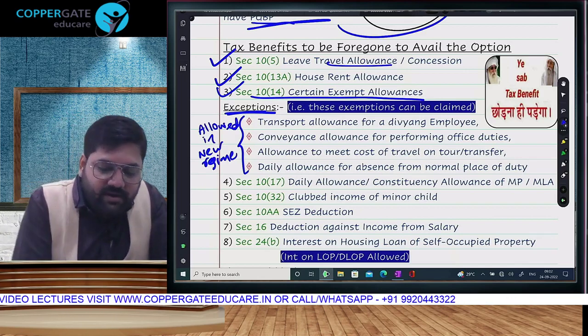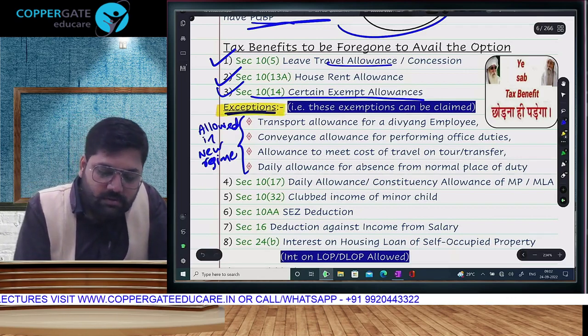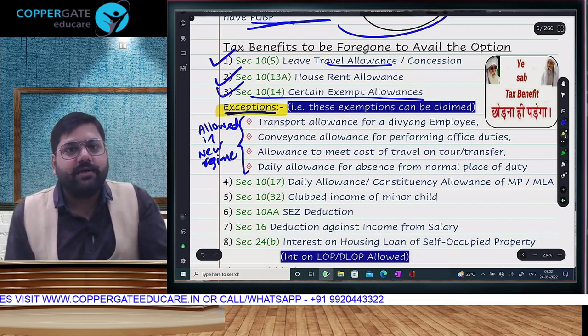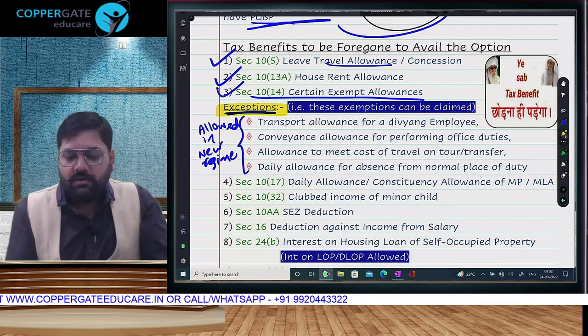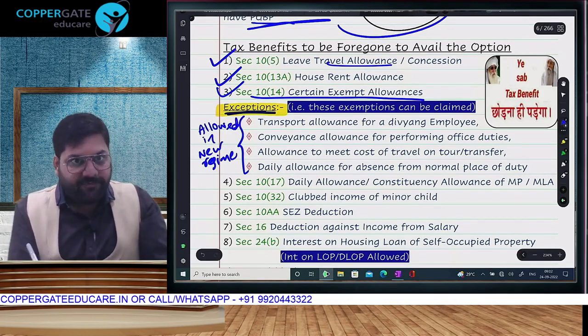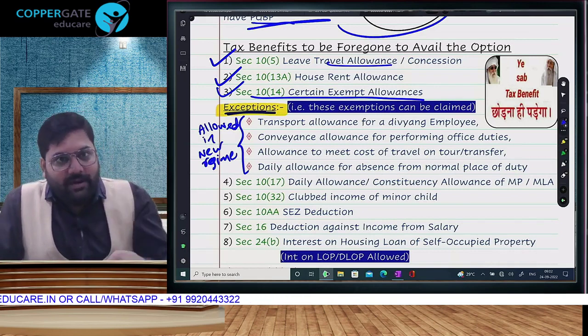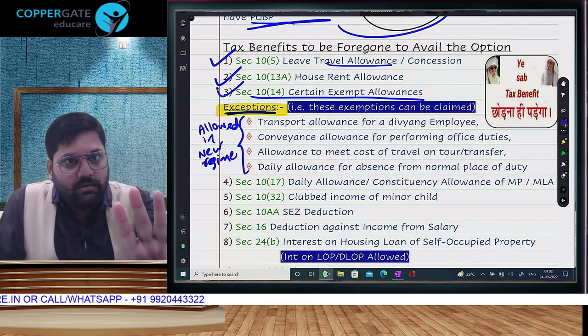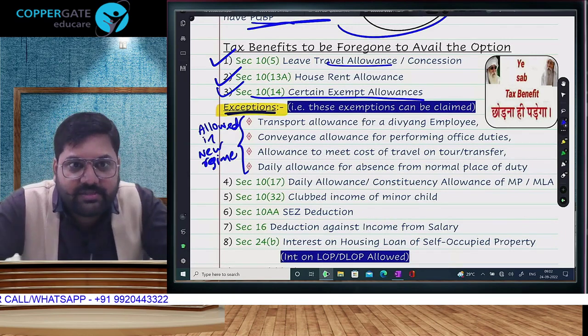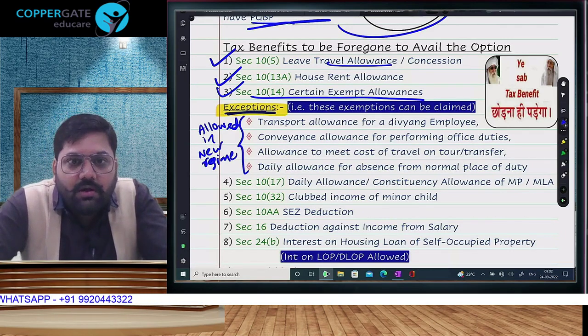What do you mean by the word exceptions? What is an exception? That normally 10(14) will not be allowed, but these 4 will be allowed. We'll talk about what those 4 are, but are we clear what is the meaning of exceptions here? Be clear in your mind.